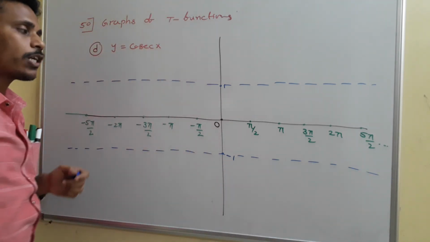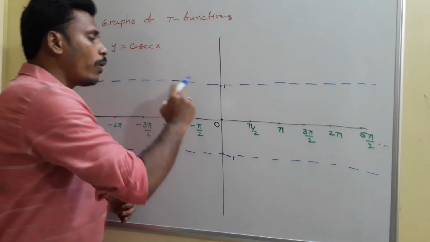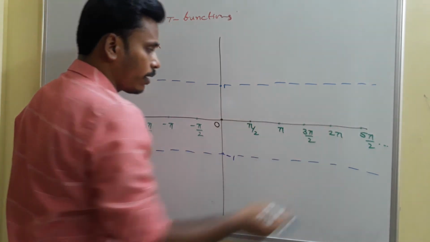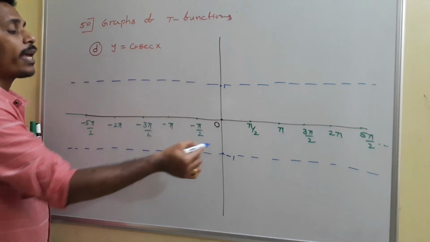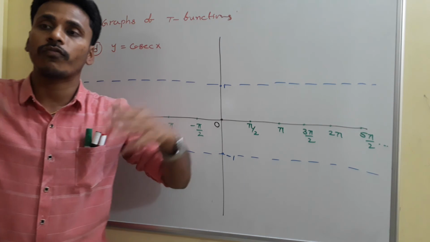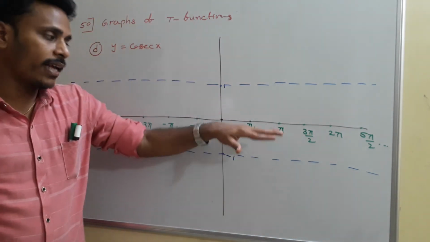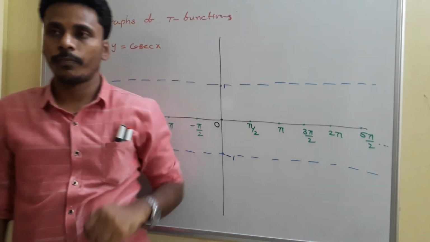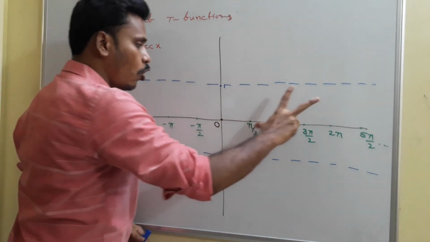See, for sin x and cos x, the range is between minus 1 and 1. So the graph always lies between minus 1 and 1. The graph just dances between minus 1 and 1. But coming to cosecant x, the graph won't lie between minus 1 and 1, because the values of cosecant x are always outside of this region. Always less than minus 1, which means the graph lies below minus 1, and more than 1 means the graph lies above 1. That's one particular idea: in this region, there is no graph of cosecant x.